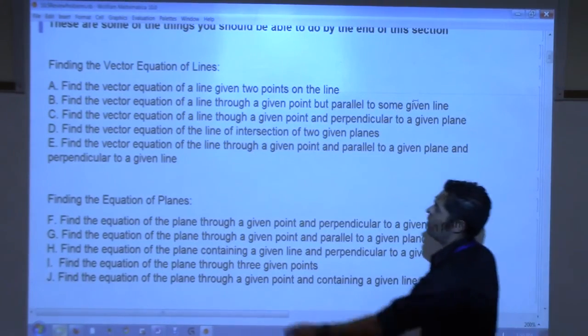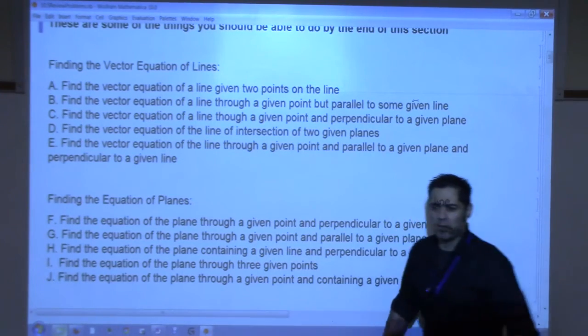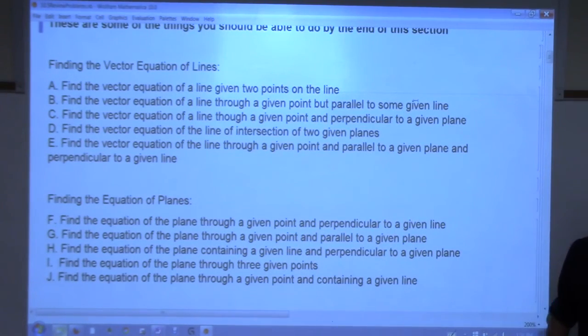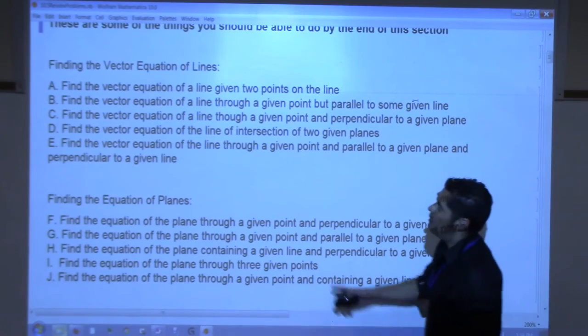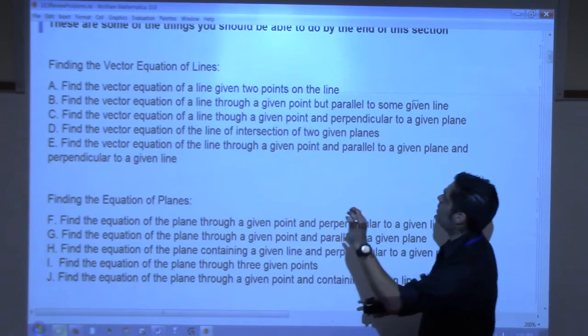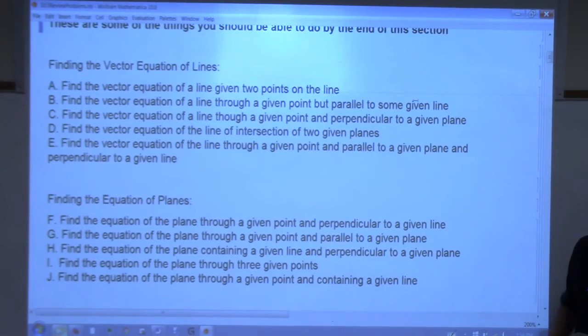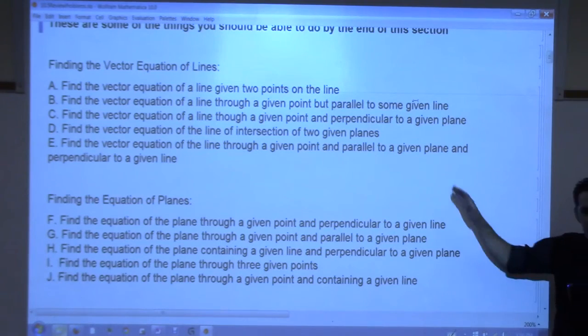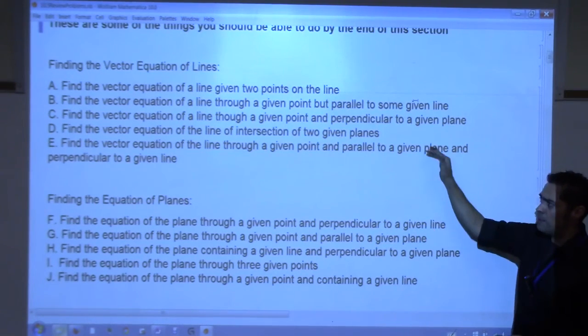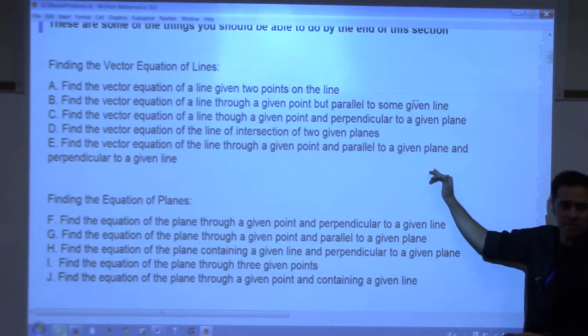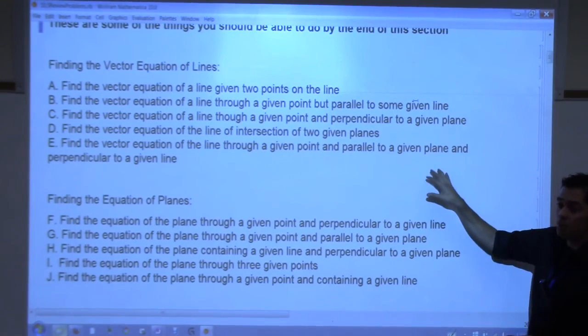Find the vector equation of a line given 2 points. If I give you 2 points, everyone should be able to find the vector equation of a line. Find the vector equation of a line through a given point and parallel to some given line. Find the vector equation of a line through a given point that's perpendicular to a given plane. These are a bunch of different weird combinations of things that you should be able to do to find vector equations of lines. Each one of them presents its own challenge.